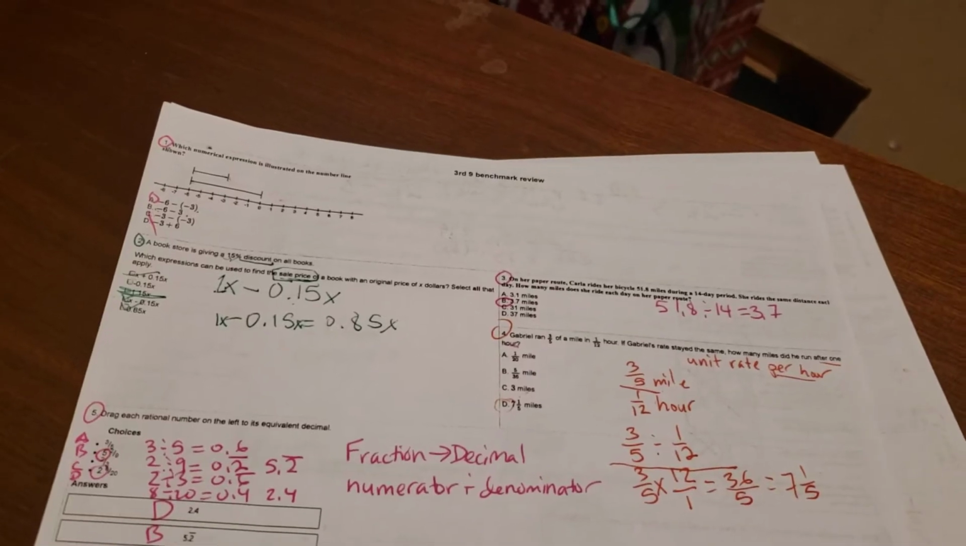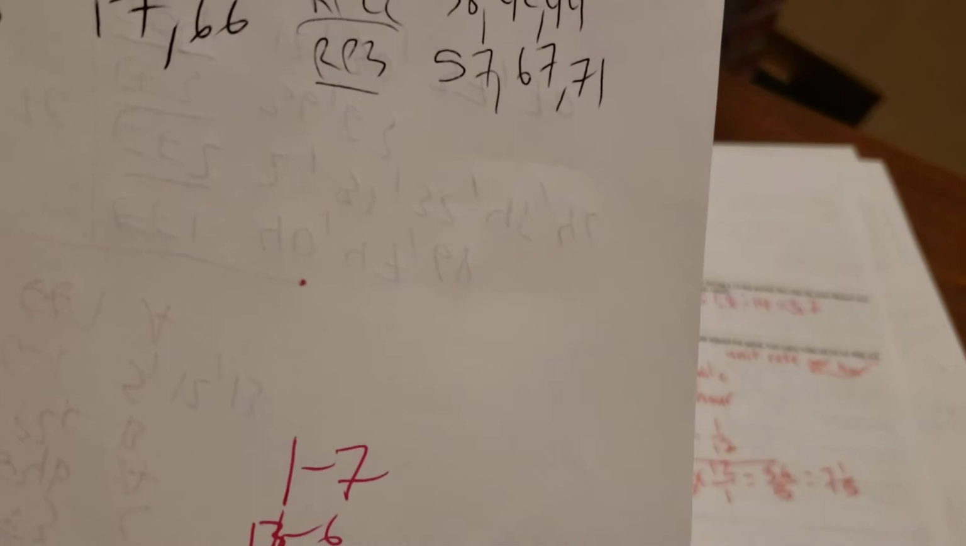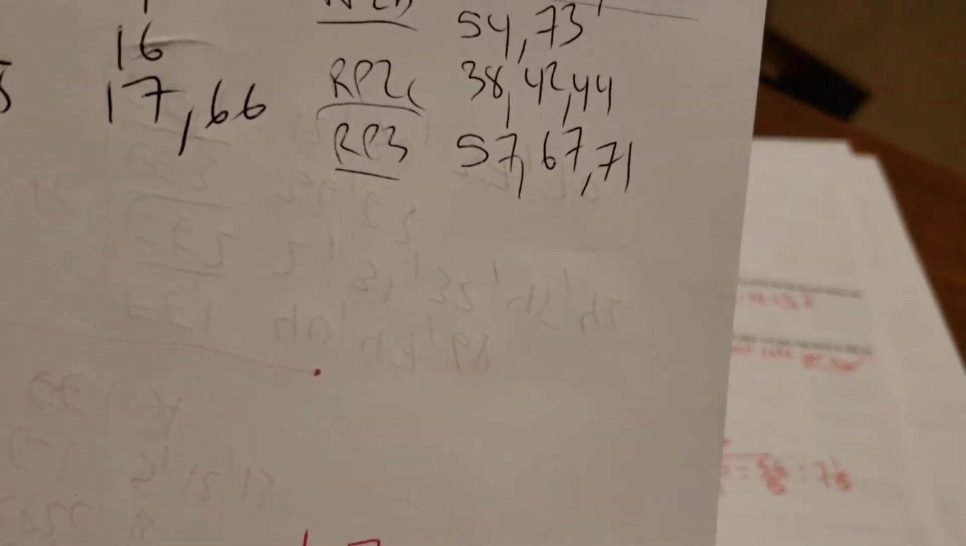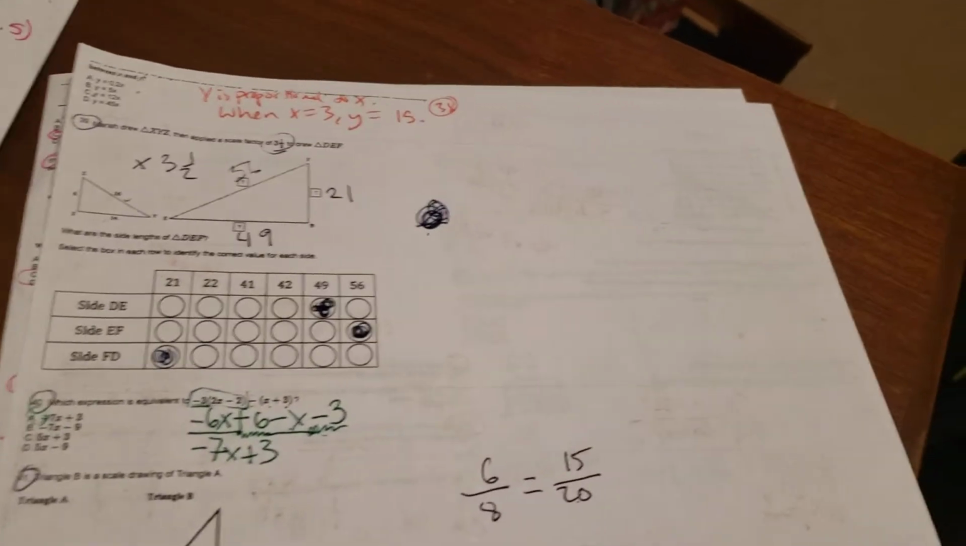Alright, welcome back to the third 9 weeks test review. We're going to look for standard RP2C. There's 3 problems, 38, 42, 44. They're all on the same page. 38 got cut off a little bit.